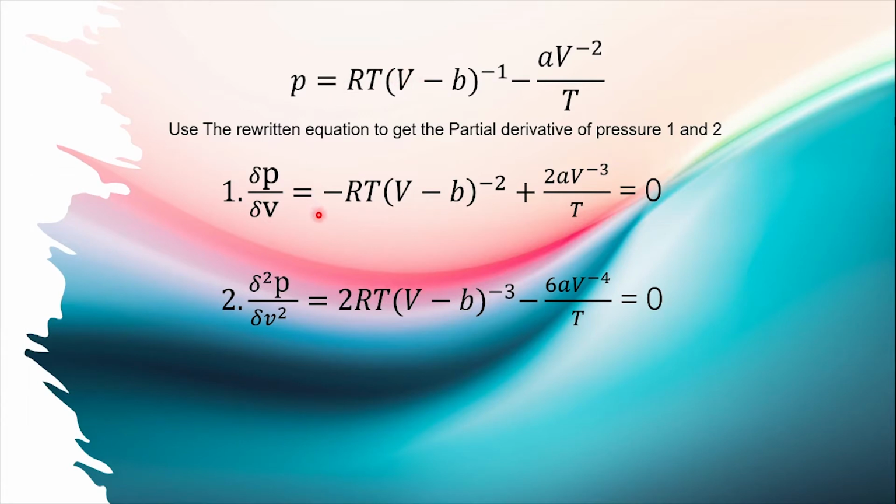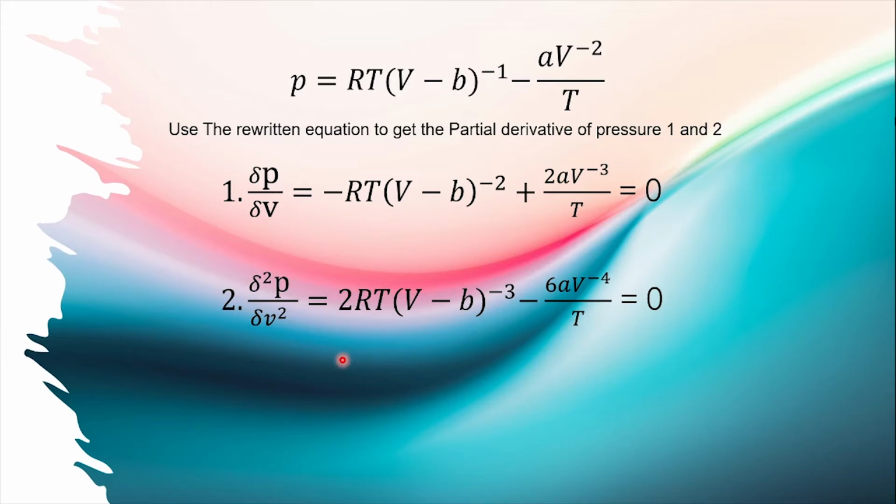So for the first expression, we get minus RT (v minus b) to the power of negative 2. Then we have a v to the minus 2 exponent here, so the derivative is going to be 2v to the minus 3. We have 1 in the front, so that it gives us 2a v to the power of negative 3 over T. This then gives us the first derivative that we're going to use in order to get the second derivative.